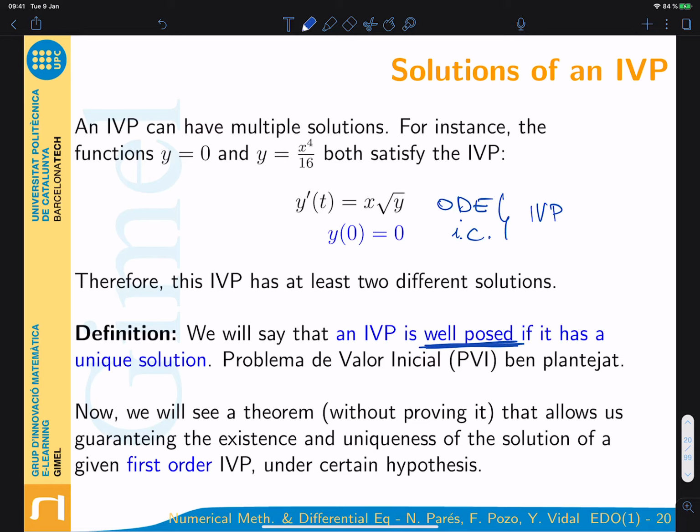When an initial value problem has a solution and it is unique, we say it is well-posed. In Catalan, we say it is ben plantejat. Problema de valor inicial ben plantejat. Now, what we will see is a theorem. We will not prove it, but this theorem will allow us to guarantee the existence and uniqueness of the solution for first order initial value problems.